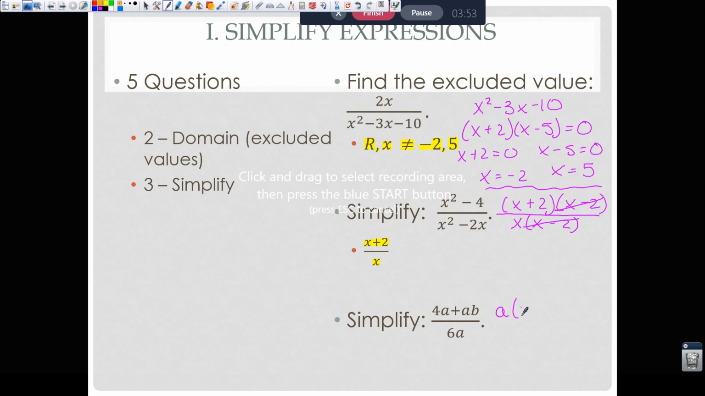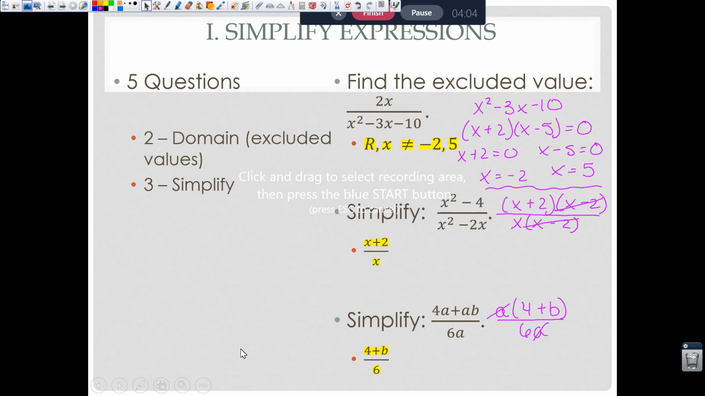So this becomes a, parentheses, 4 plus b over 6a. Then my a's can cancel out. So that leaves me with 4 plus b over 6.